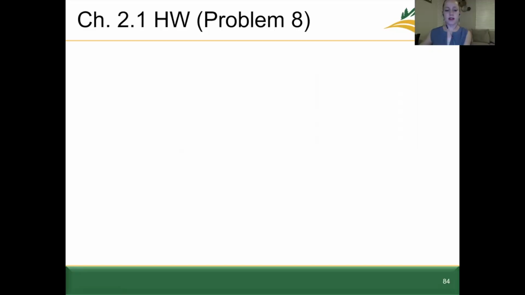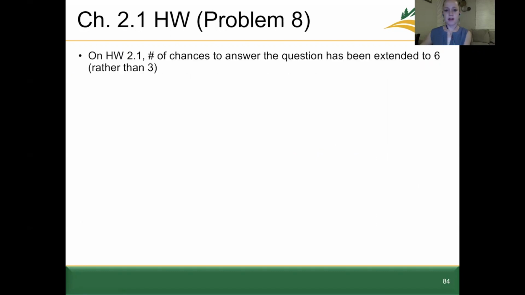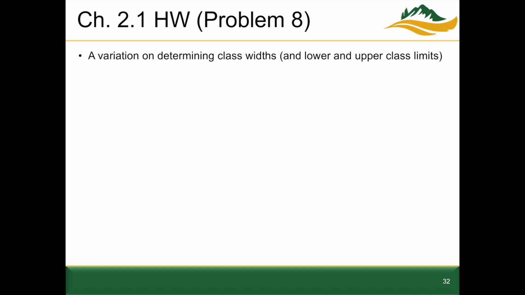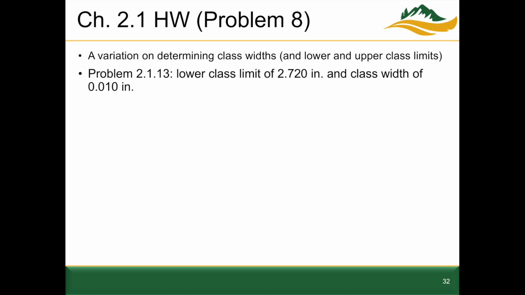I want to cover this one problem in your chapter 2.1 homework. It's problem number 8. This problem in particular involves a variation on determining class widths and lower and upper class limits. So let's go into it. For problem 2.1.13, this should be problem 8 in your 2.1 homework assignment.